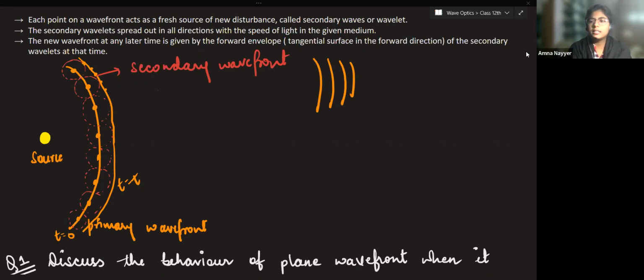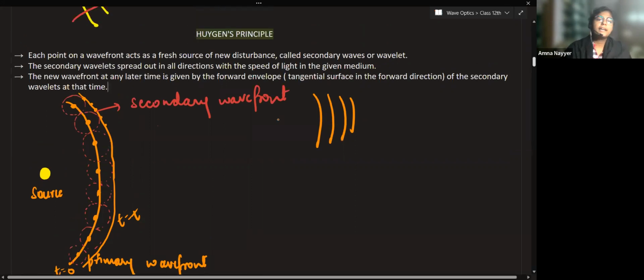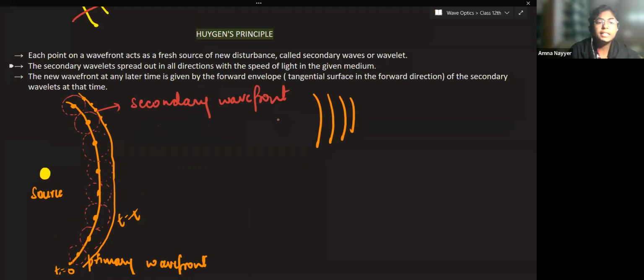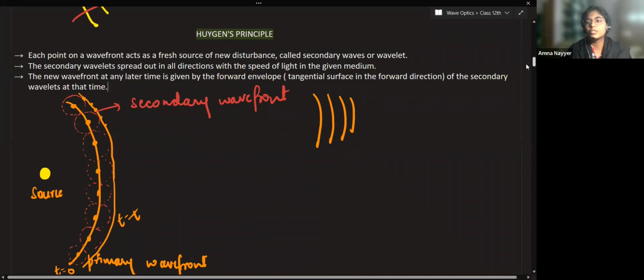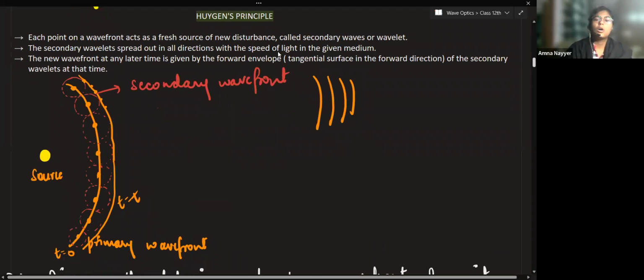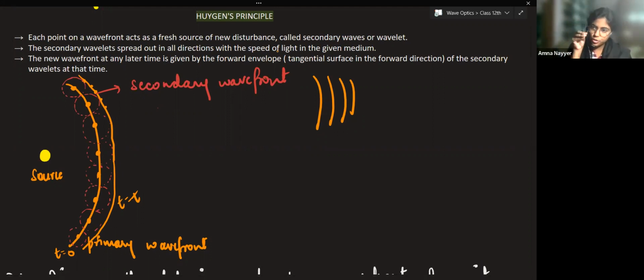So now let us read the points that are given. Huygens' principle basically says that each point on a wavefront acts as a fresh source of disturbance called the secondary waves or wavelets. Understood? So each point on the wavefront acts as a fresh source of new disturbance, which we are calling the secondary waves, these new circles. Then it says secondary wavelets spread in all directions with the speed of light in a given medium, speed of light that is 3 into 10 to the power 8 meter per second.